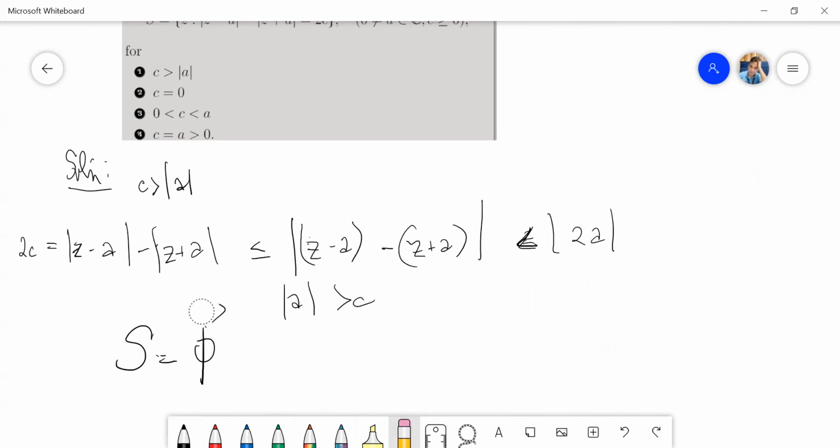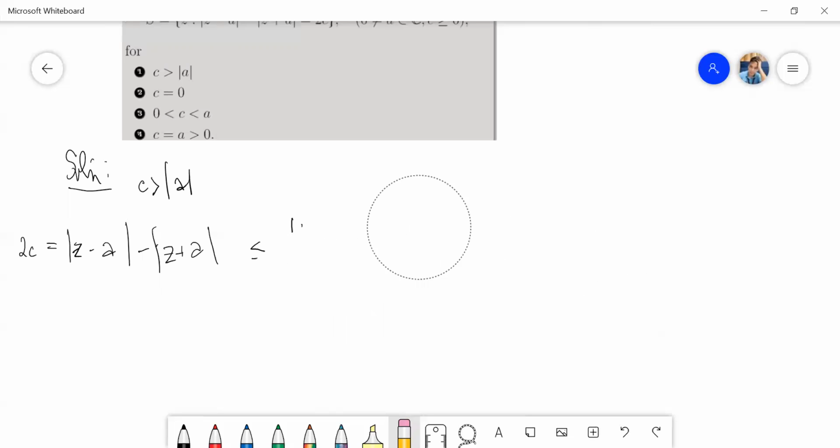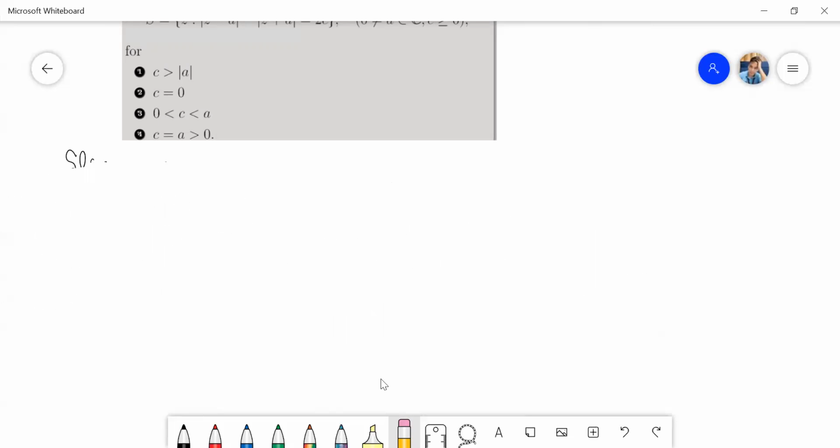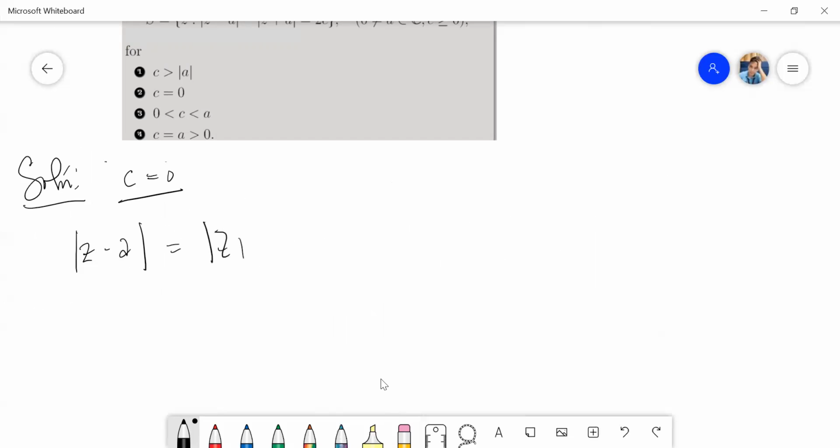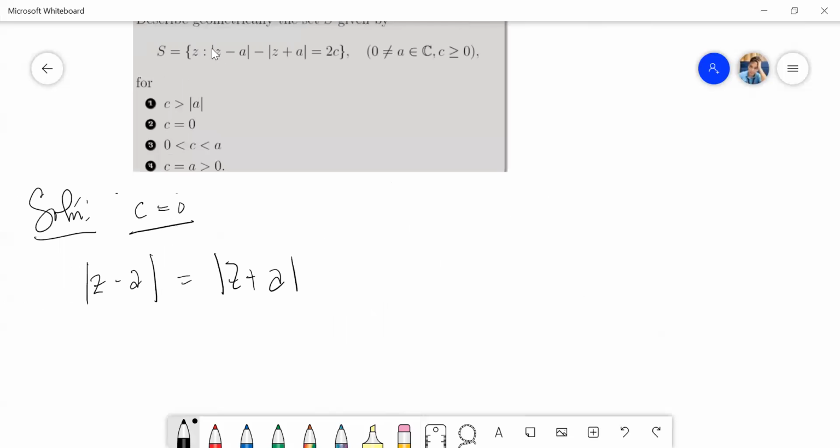Okay, let's solve for the case wherein C is 0. For the case C equals 0, note that I have the modulo of Z minus A equals the modulo of Z plus A. Why? Because, of course, your set is the modulo of Z minus A minus the modulo of Z plus A equals 2C, so this is 0. I'm going to transfer this to the other side. So this is now your resulting equation.